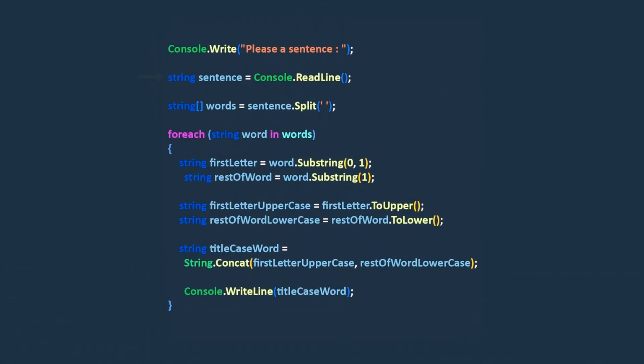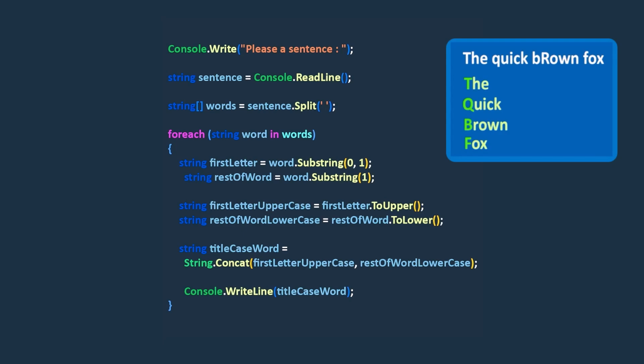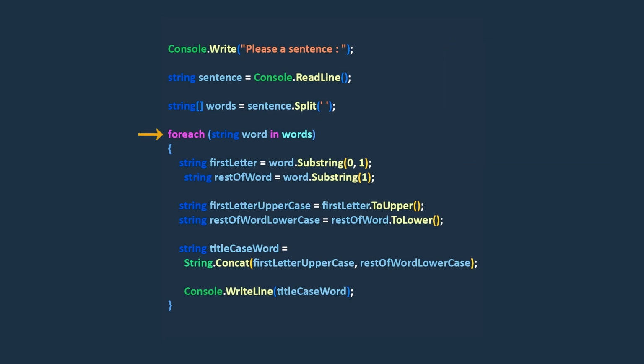In the string challenge, we received a sentence from the user and transformed it into an array of words. Our goal was to capitalize the first letter of each word and convert the remaining letters to lowercase. To achieve this, we used a for each loop to iterate over each word in the array. Once we accessed each word, we modified its letter case. The for each loop executed for each word in the array, ensuring that every element was processed.